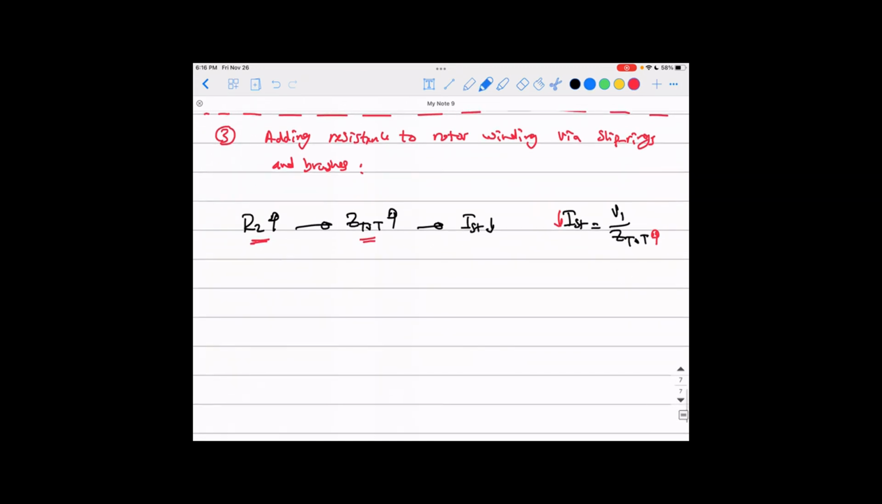But again, let's look at our pros and cons. So let's start with the pros. First one, again, it is simple to implement. You just have a resistance and make it connected directly to the motor terminals. Okay?